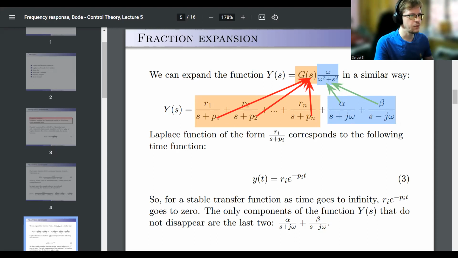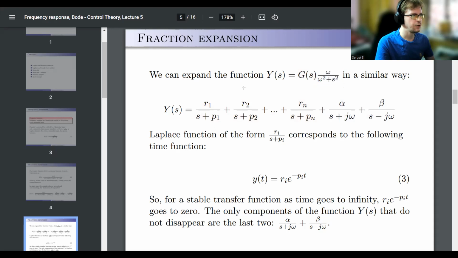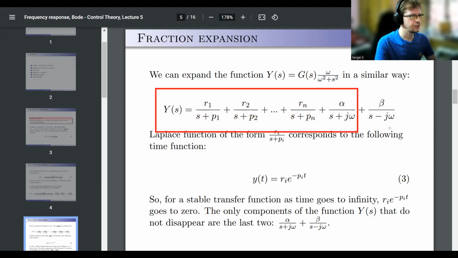Where does this come from? Well, you can kind of look at it and recognize that this is just the roots of this denominator here. So that's why we have two additional terms. They're just roots of this denominator. Okay, so we have this new fractional expansion here.